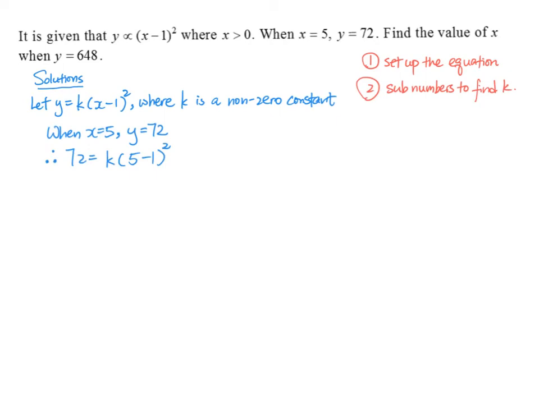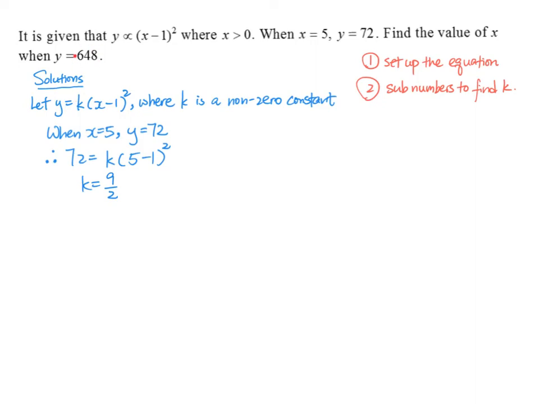The next step is you use these initial numbers and substitute into x and y. This is to find the value of k. So 72 equals k times (5 minus 1) squared, and you got k equals 9/2. Now you've got the entire equation. So this was the missing piece. Now you've got it. So we have the equation.